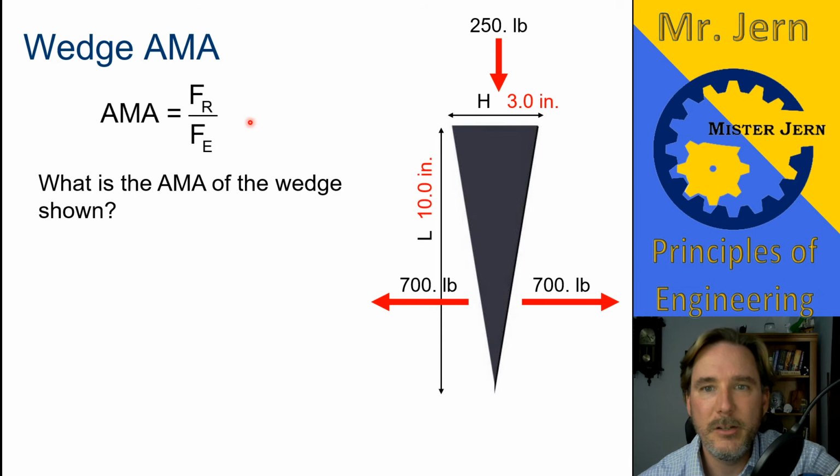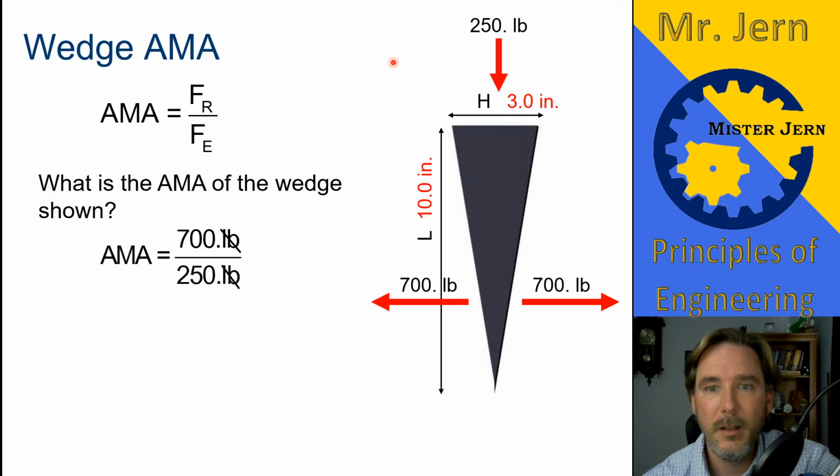The AMA on this wedge, you take the resistance force, which is 700 divided by the effort force, 250. Okay. And like I said, we only count it once, it's just how it goes. You only count one of the 700s because it just takes 700 pounds to separate the two. We'll just think of it that way. So the AMA is 700 divided by 250, which is 2.80 to 1.